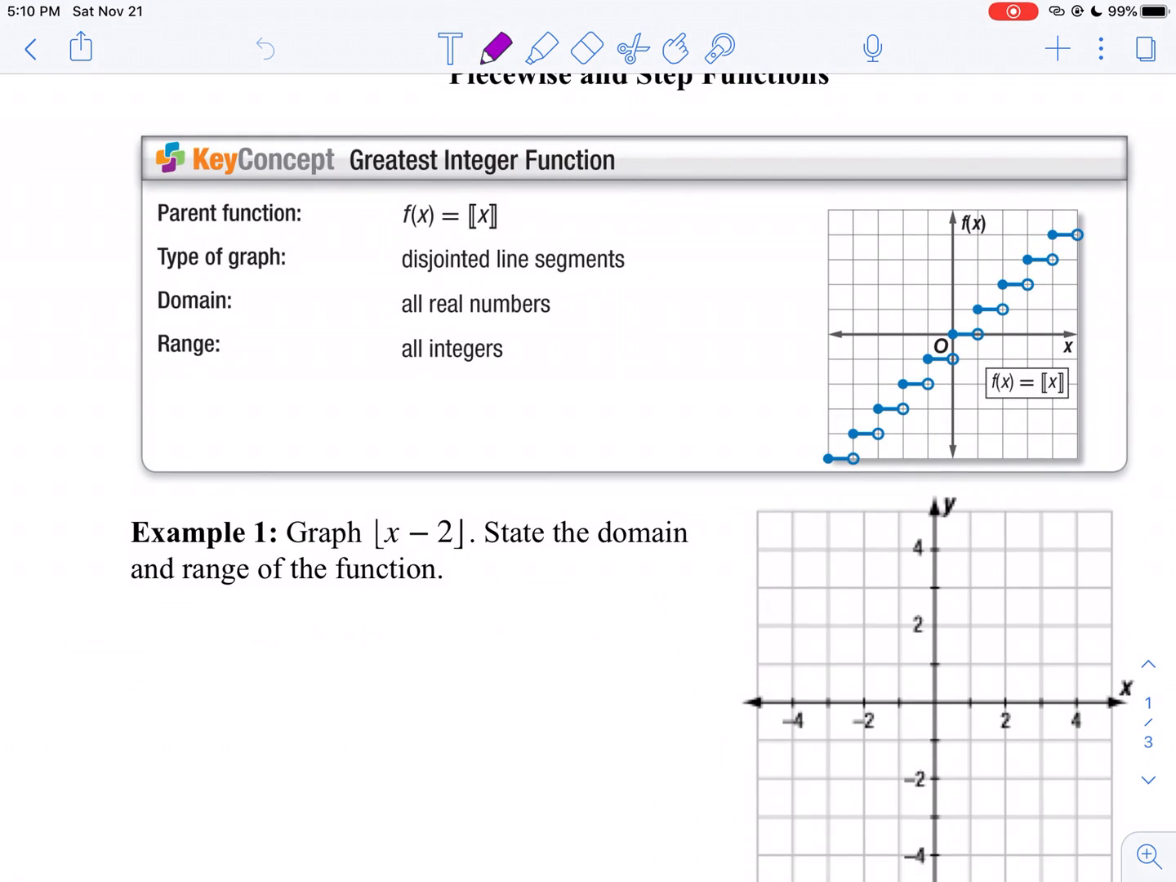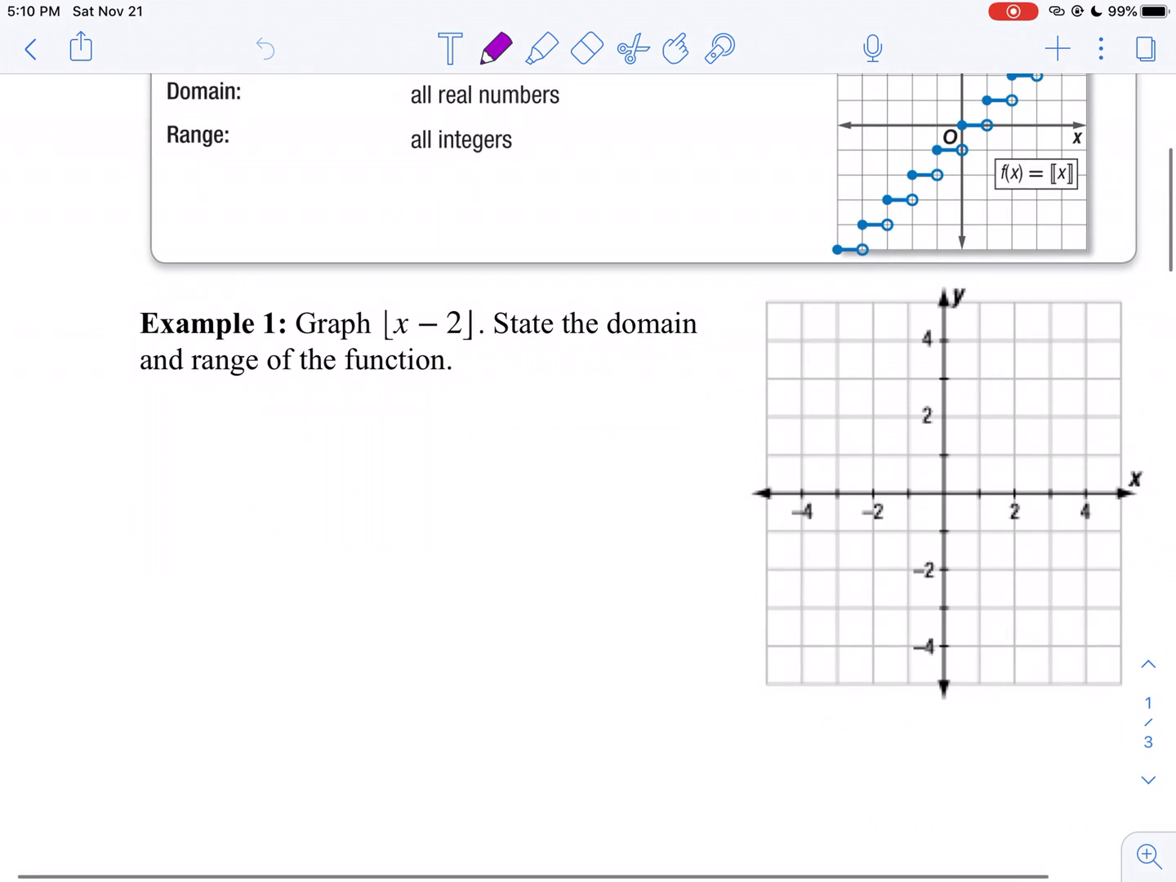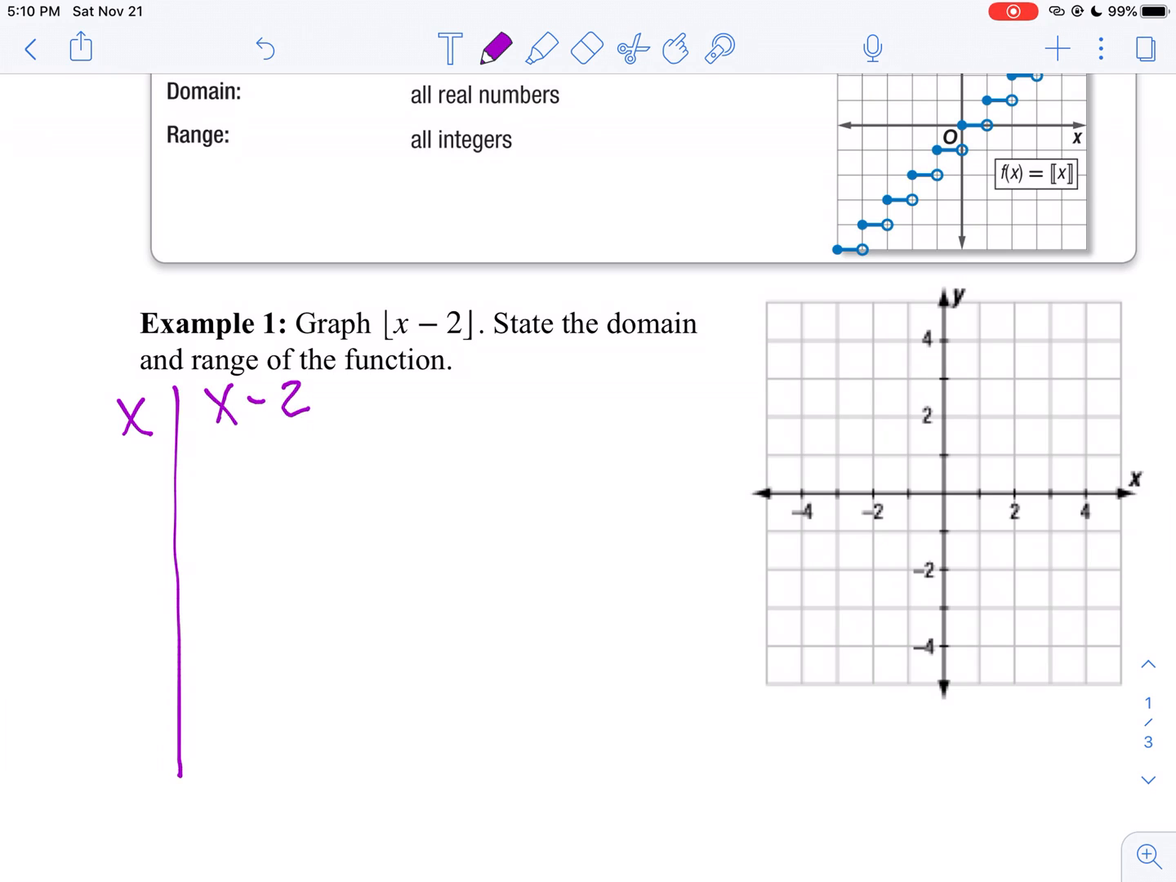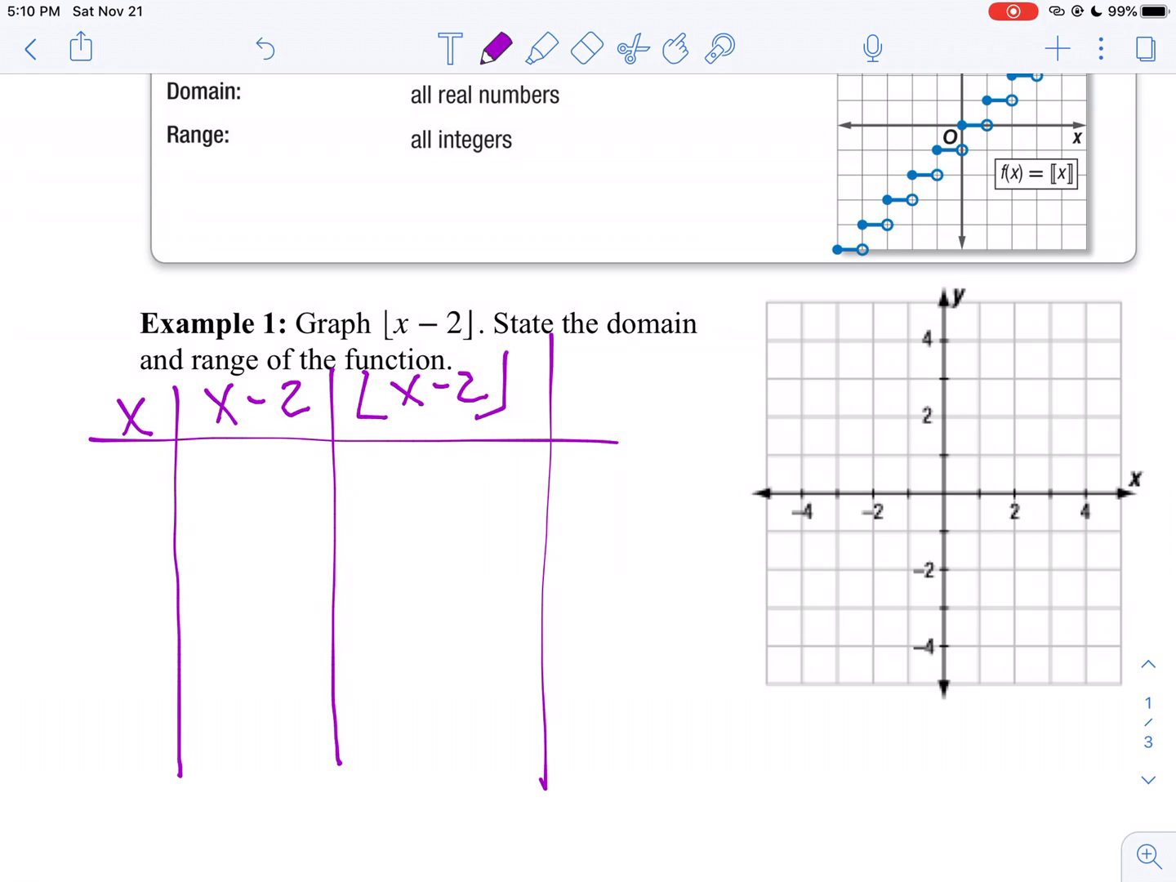Let's make a table so we can kind of see what's going on. And I think I'm going to put this in columns. I'm going to start with x. I'm going to find x minus 2. Then I'm going to use the least integer function of x minus 2, and that's the part I'm going to graph. So for example, let's pick some numbers and let's pick some decimals here. So I'm going to go like 0, 0.5, 1, 1.5, and 2 to see if I can find the pattern.